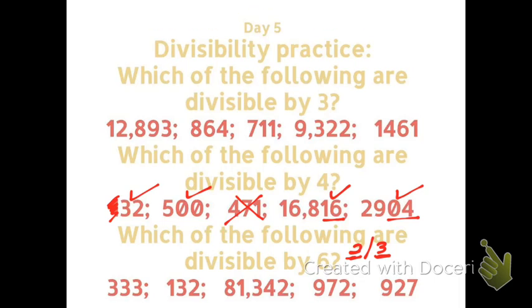Which ones of these are not divisible by 2? 333 and 947. Yeah, that one can't be and that one can't be because they are odd, right? So we know automatically this one can't be, that one can't be.